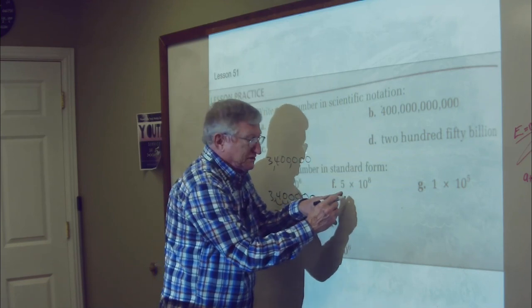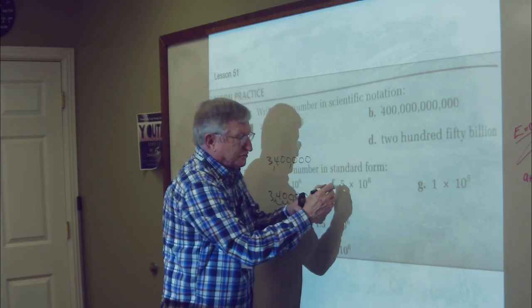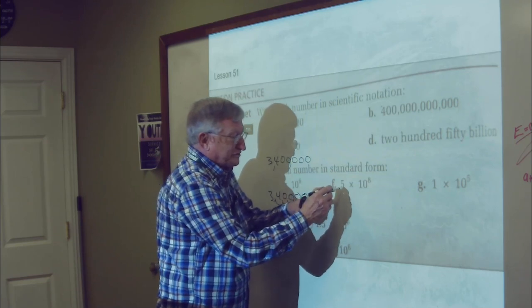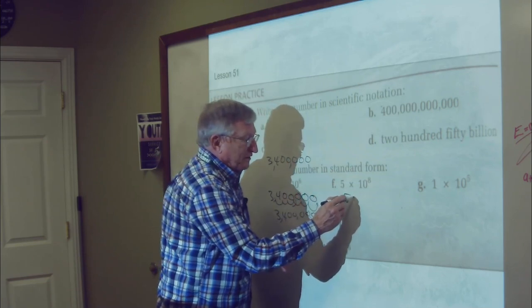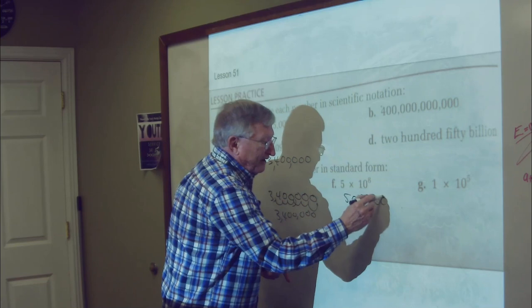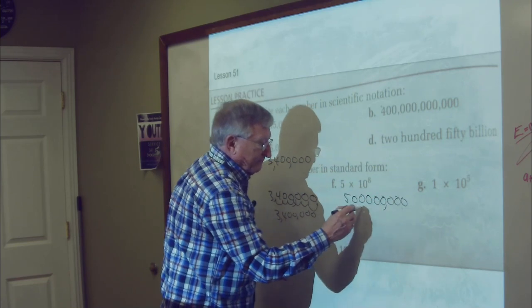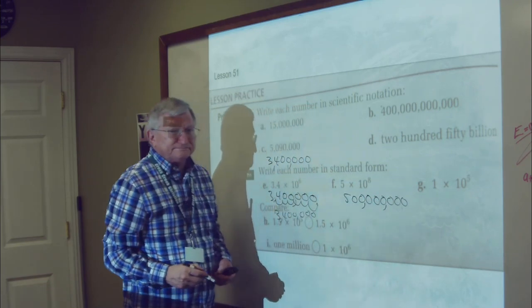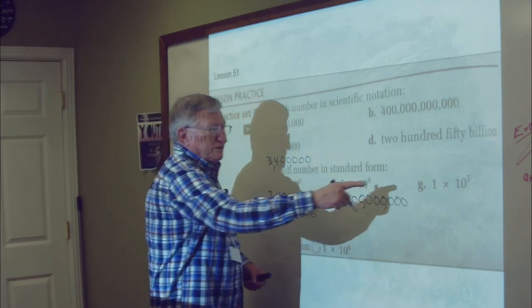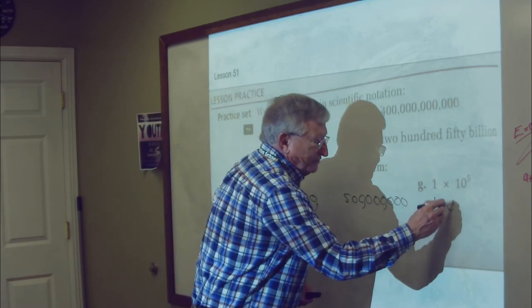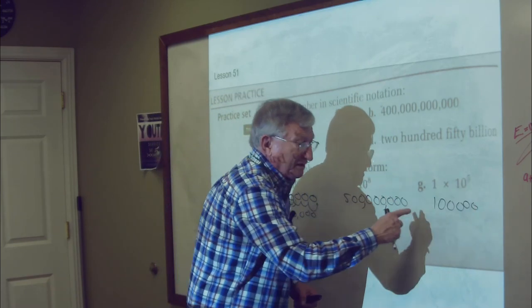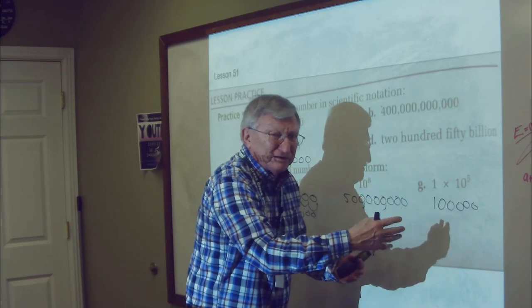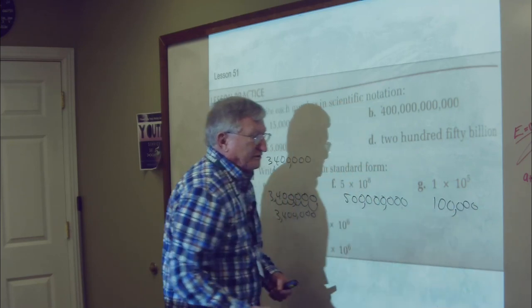Here the decimal is right after the 5. I've got to move it 8 places. In this case, it'll all be zeros. There's no other number after the 5, just the 5. There's 1, 2, 3, 4, 5, 6, 7, 8. 500 million. Same thing here. I got 5 zeros. 1, 2, 3, 4, 5. But what it really means is I move it 5 places. They all happen to be zeros. 100,000.